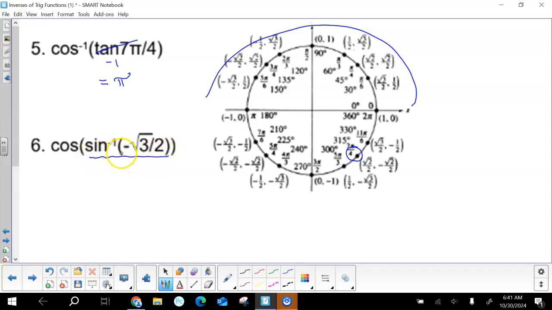So now this is the sine inverse. So where is the inverse? At what angle is sine inverse negative square root of 3 over 2? Well, that is right here at 5 pi-thirds. But I can't name it that. I'm going to have to name it negative pi-thirds. So what is cosine now of negative pi-thirds? And that is a positive 1/2.